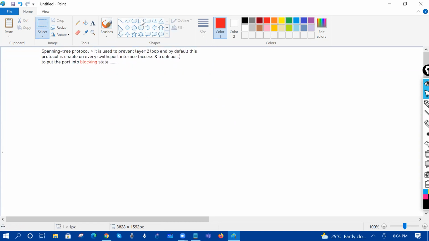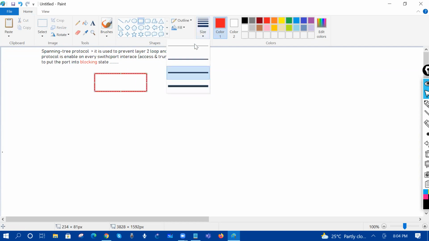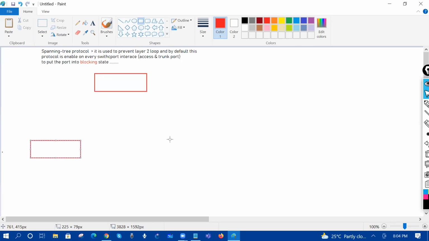Okay, so this is my topology. This is switch one, I'll reduce the size. This is switch two. Now, this is switch three. And we have a link connectivity between this one and this one, and between this one and this one, and we have some hosts. We can take an example. This is the host over there, and this is the other host.